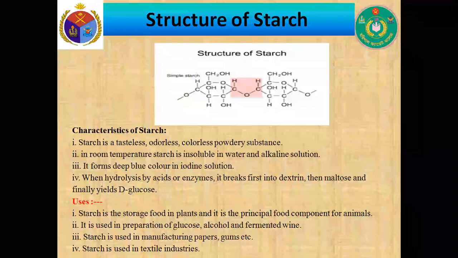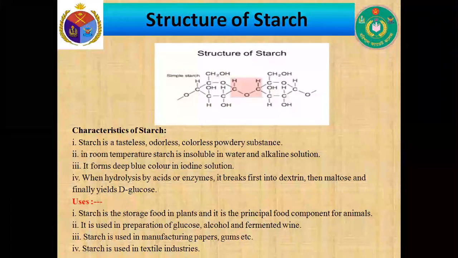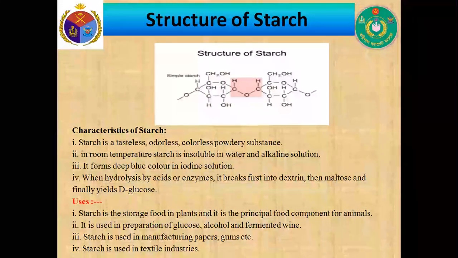Uses of starch. Starch is the storage food in plants and it is the principal food component for animals. It is used in preparation of glucose, alcohol, and fermented wine. Starch is used in manufacturing paper, gums, etc. Starch is used in textile industries.